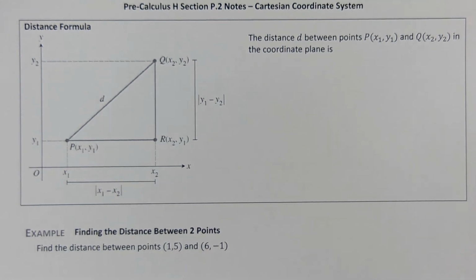So section P2. Section P2 is called the Cartesian coordinate system. That just means x comma y. So Cartesian means rectangular. I'm just going to use the midpoint formula and the distance formula from this section. I think that's all I'm doing.